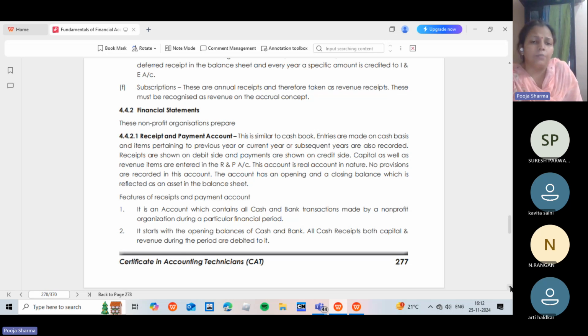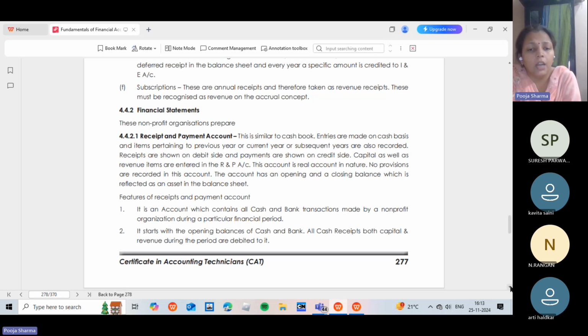Now we have given some features. It is an account which contains all the cash and bank transactions made by the non-profit organization during the financial year, the current year, this is 2024-25. All the cash and bank transactions we have made to carry out our activities will all be shown in this payment account, whether they are of revenue nature or capital nature. If we receive cash, all items are shown under the receipt side. If we have made a payment, these are shown under the payment side.